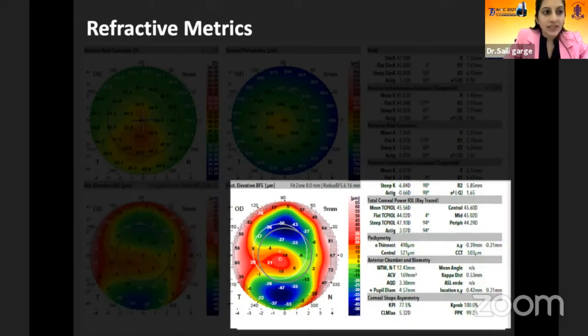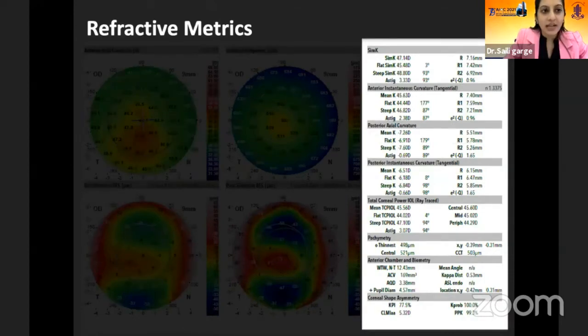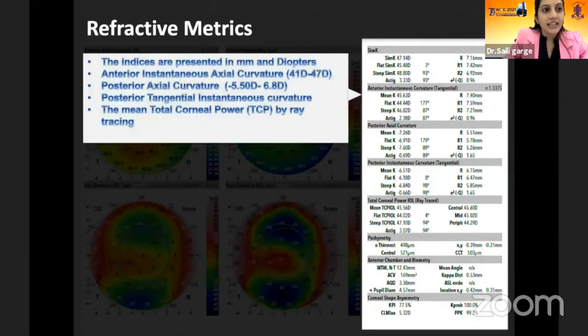The refractive metrics indices are presented in mm and diopters: the anterior instantaneous curvature, the posterior axial curvature, posterior tangential instantaneous curvature, and the mean total corneal power by ray tracing.